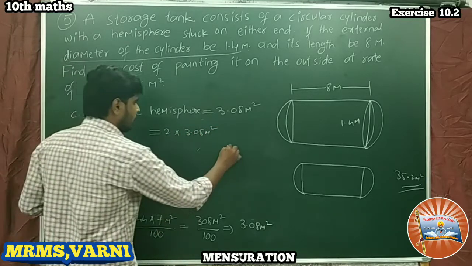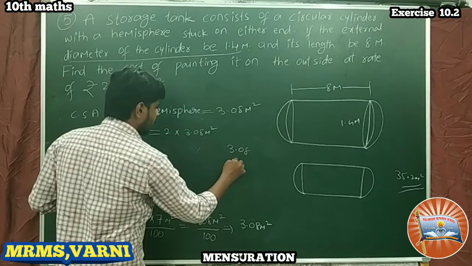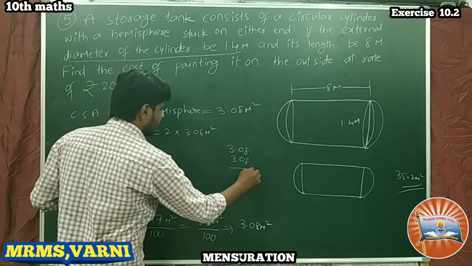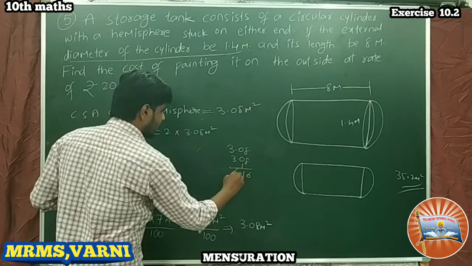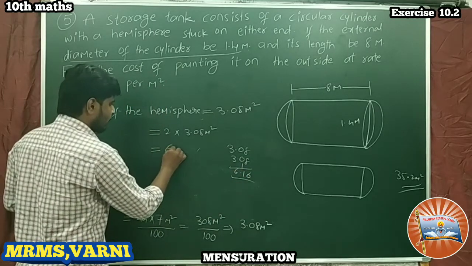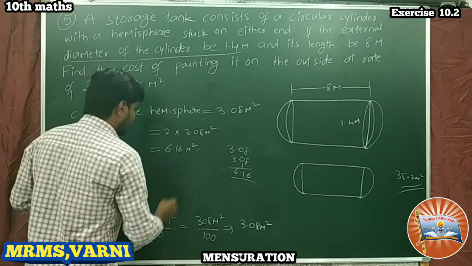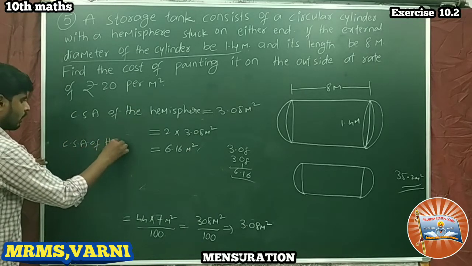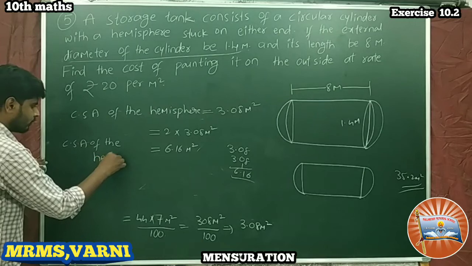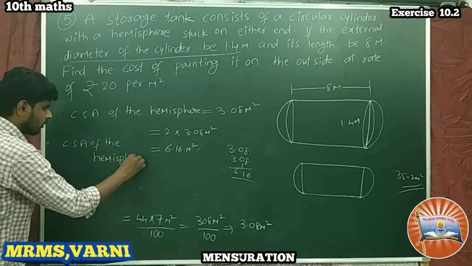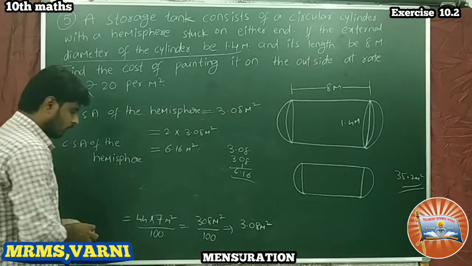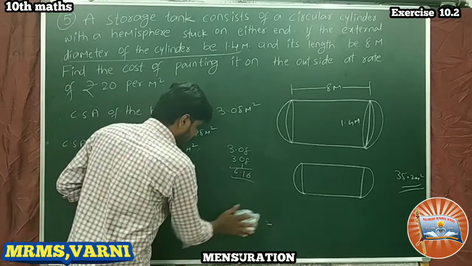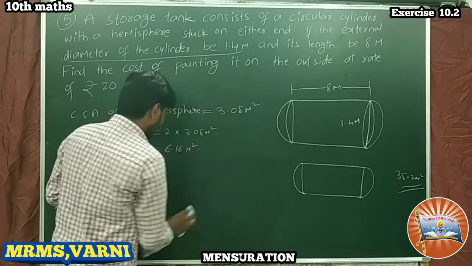What becomes 3.08, 3.08, 6, so 6.16 meter square is the CSA of the two hemispheres, isn't it? Is it clear? Right.